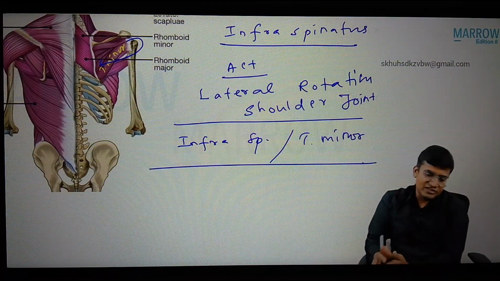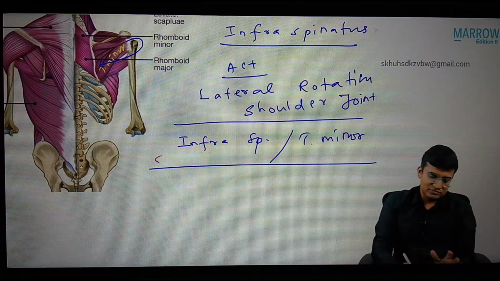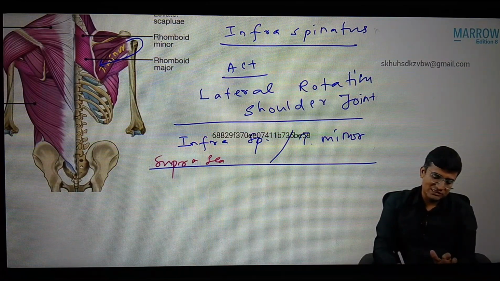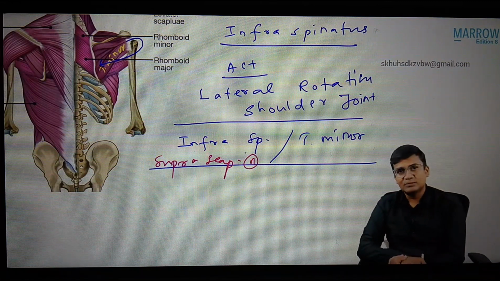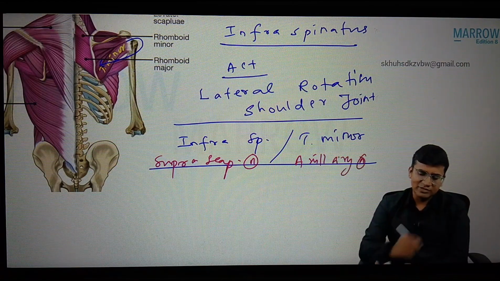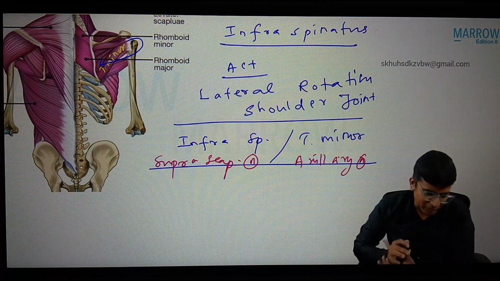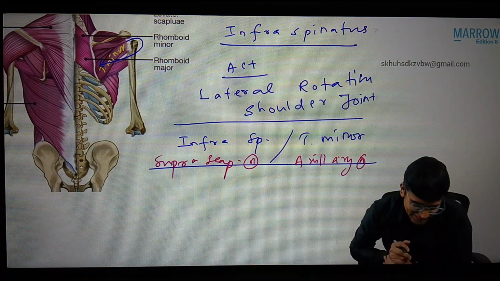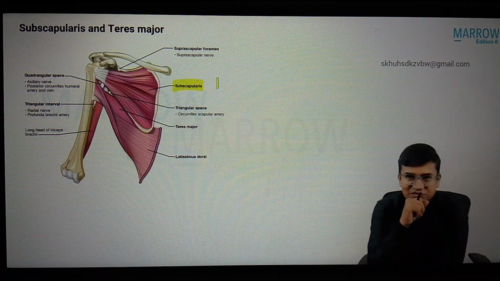Infraspinatus, supraspinatus, what is the nerve supply? Suprascapular nerve. Already told, suprascapular nerve. Teres minor nerve supply? Just now I told you, axillary nerve. So that's all about the muscles attached to the greater tubercle: supraspinatus, infraspinatus, and teres minor. Next, we're going to see the subscapularis muscle.